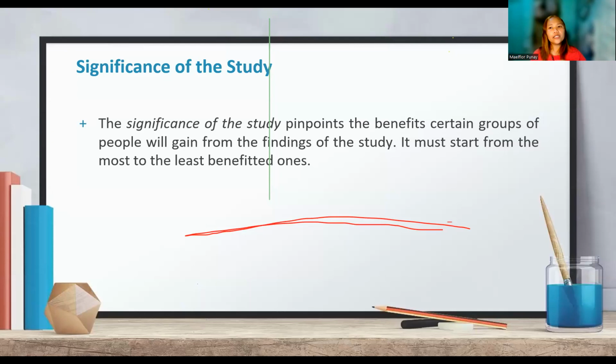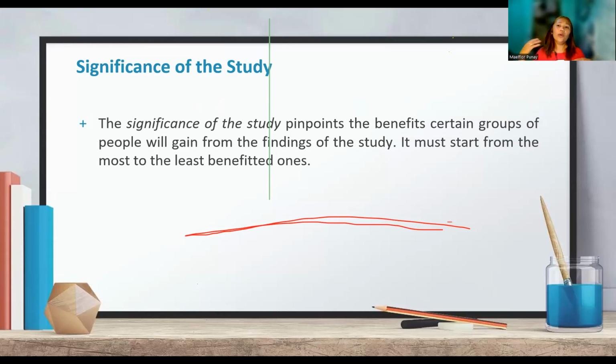So after having the hypothesis, next is the significance of the study. When we talk about the significance of the study, kinsay ma-benefit or kinsay mabenepisyohan sa imuhang study. So here, it pinpoints the benefits certain groups or people will gain from the findings of the study. So it must start from the most to the least benefited ones.